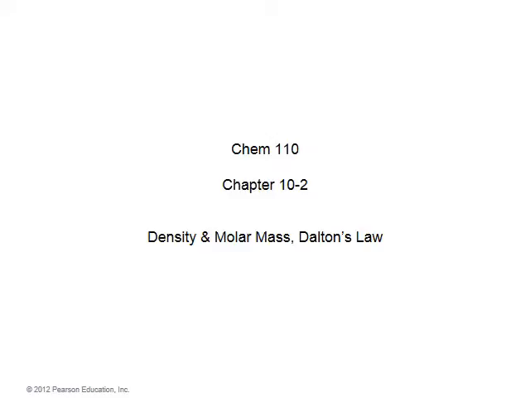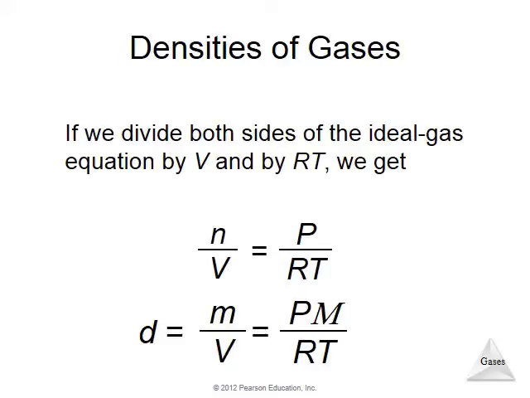In this section of chapter 10, we will talk about density and molar mass of a gas, and also we would discuss Dalton's law of partial pressures. About density of gas, we all learned that PV equals nRT. From here, by simple algebra, you can get n over V equals P over RT. Now, n stands for number of moles and V is in liters, so moles per liter.